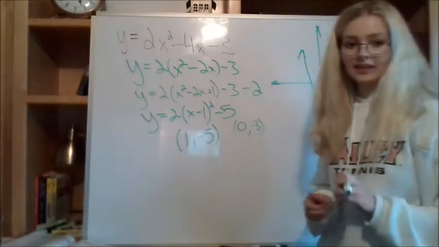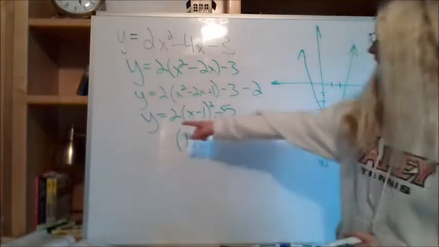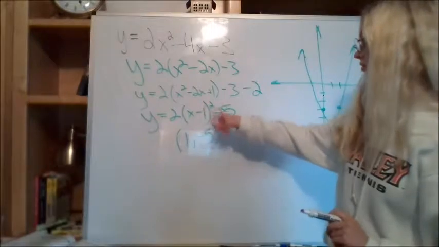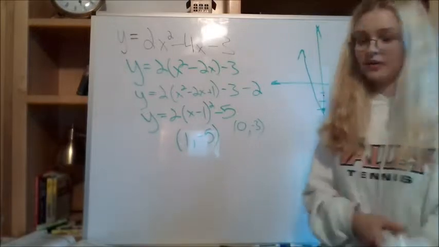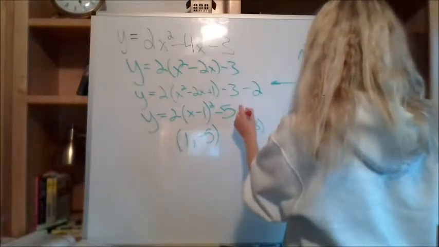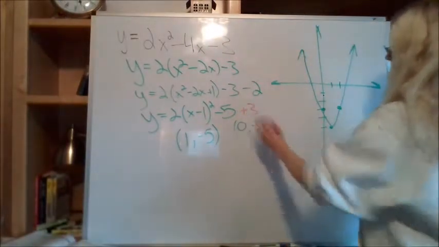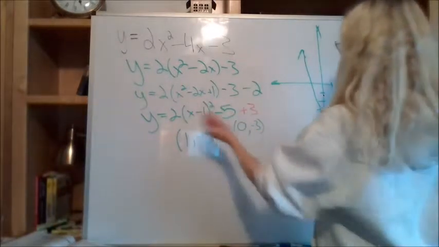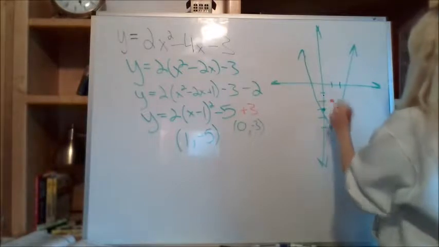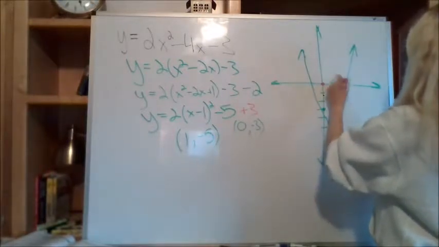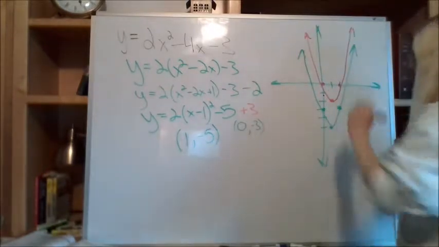So what do we need to think about when we want to transform this? Well, what happens if instead of y equals 2 times the quantity x minus 1 squared minus 5, what happens if we wanted to shift this 3 spaces up? Well, to do this, we just add 3. And doing this, adding a number outside of these parentheses will shift us up 3. So 1, 2, 3. Here's going to be our new vertex. So that's a parabola we could get.